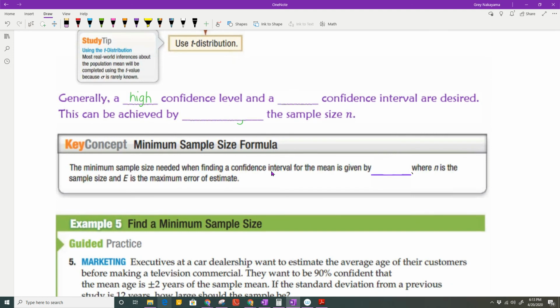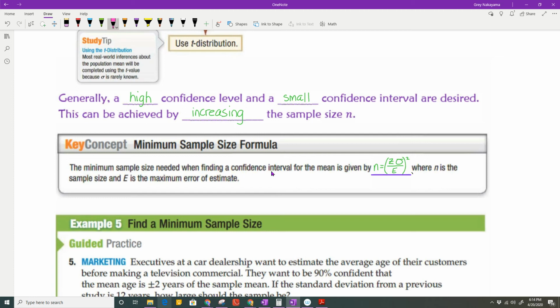Okay? So, and it's important. One of the things that they're trying to do in statistics is to make sure they have a high confidence level and a small confidence interval, because that is giving us what they desired. And you get that by increasing the sample size. So sometimes it's important for them to actually, given the information, know what does my sample need to be to achieve that? Okay, so that is a formula.